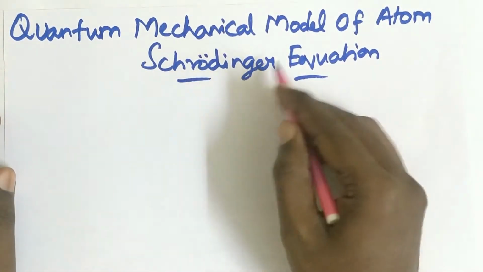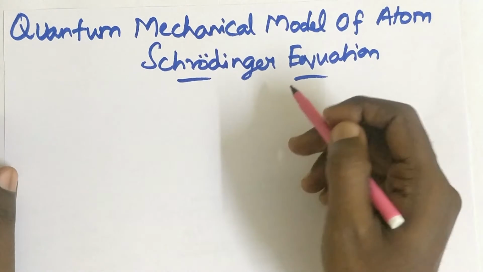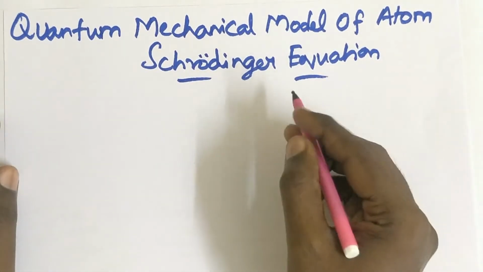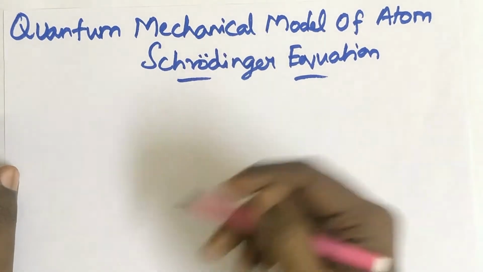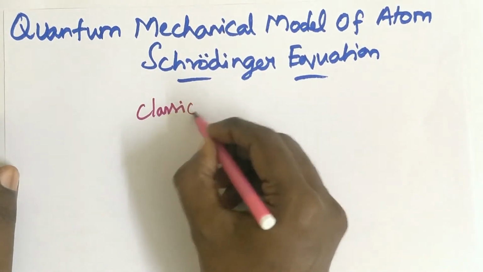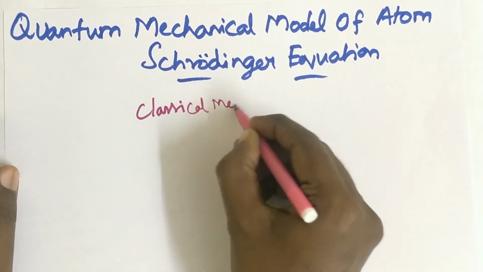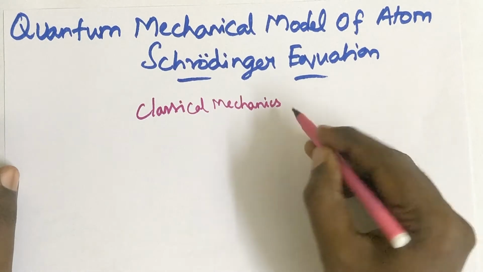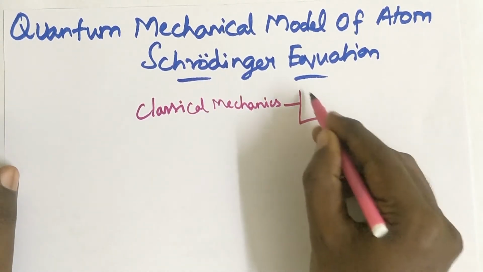So next topic is the quantum mechanical model of an atom by the Schrodinger wave equation. Already we studied several atomic models. Those atomic models are based on classical mechanics. But this classical mechanics fails to explain two concepts.